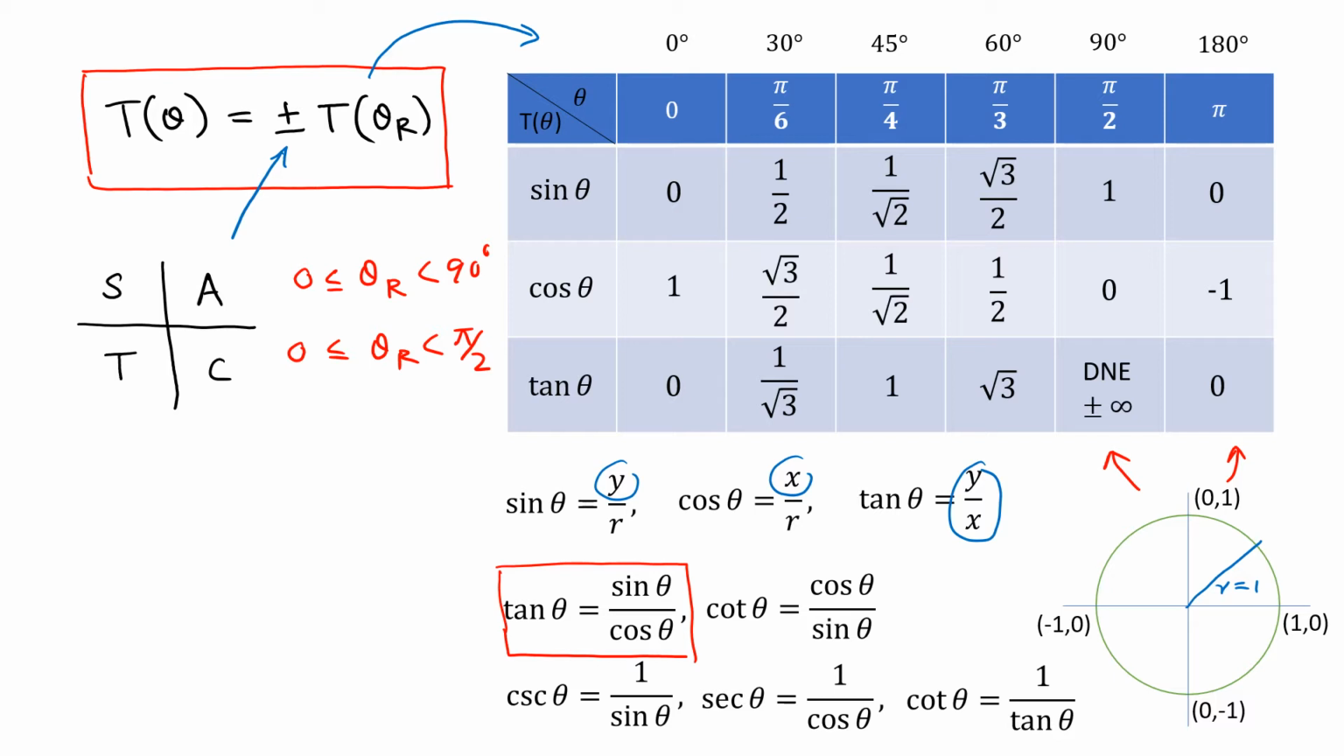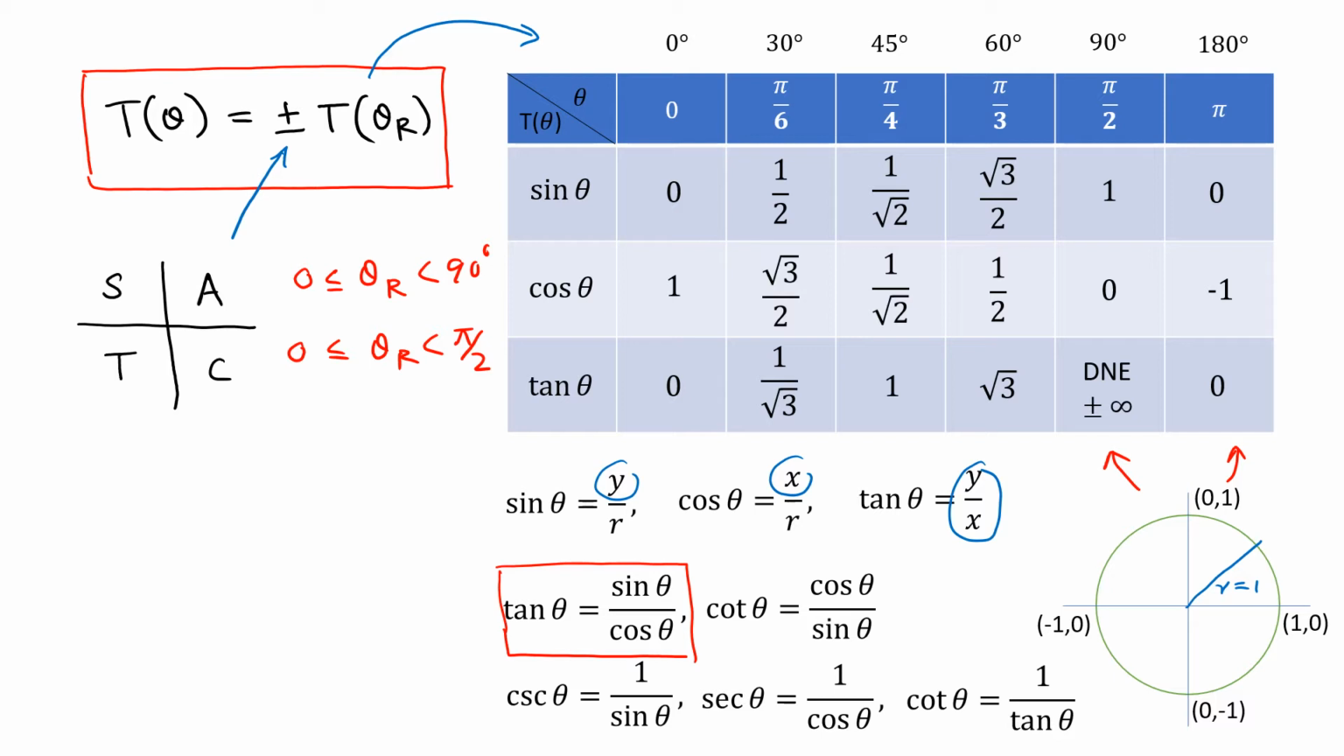You can also see that tangent 90 does not exist, because you would be dividing by 0. Dividing by 0 is not valid in mathematics. It doesn't have a meaning. That's why we say DNE. But in certain practical problems, you can say that it is either plus infinity or minus infinity, depending on which side you approach the angle. Those are the common things that we need.